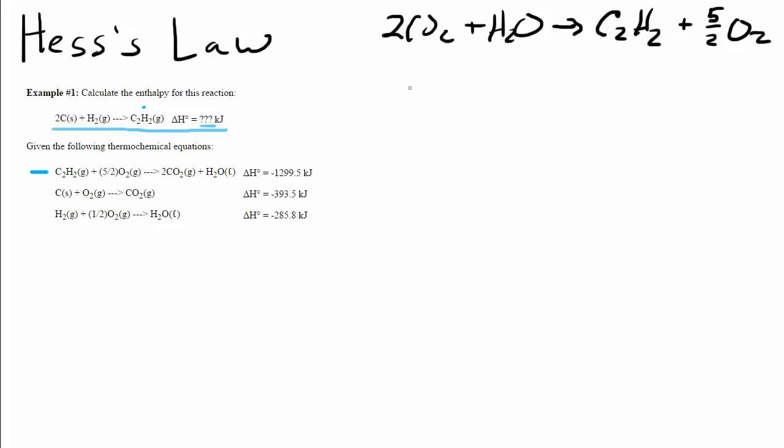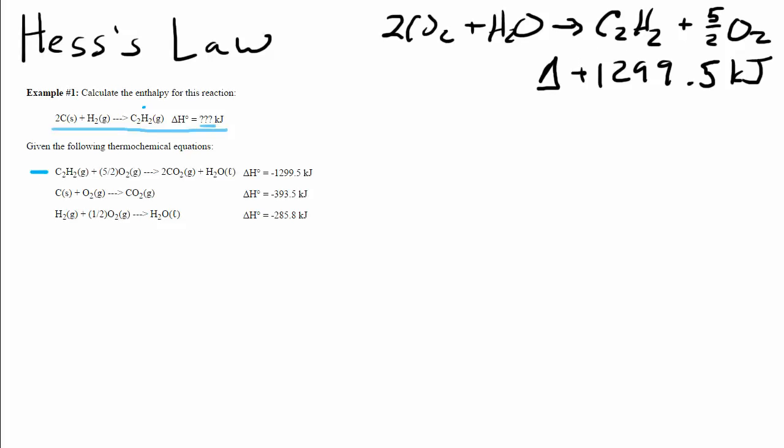So that means that the delta H for this is going to switch from being negative 1299.5 to positive 1299.5. And that's going to come into play later on. That's going to be very important. Okay, so that's step one. I've flipped that one so that it's on the right side now. So now let's look at the second reaction.